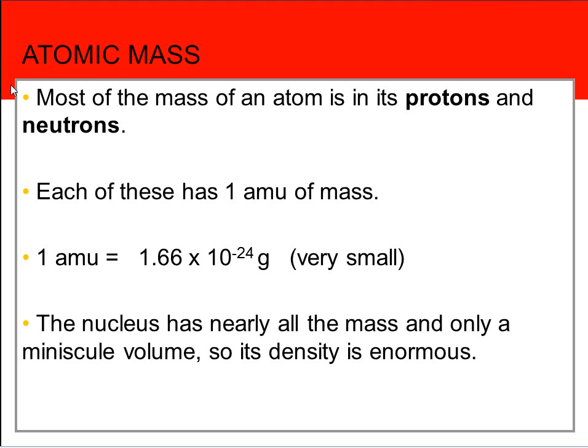We can discuss atomic mass in terms of the mass of the protons and neutrons. Most of the mass of an atom is in the protons and neutrons, and that is in the very small nucleus. Each of these has 1 atomic mass unit of mass, which is a very, very small number of grams, 1.66 times 10 to the negative 24. When you work on the math review lab, you'll see that this value here is very small. There are many zeros in front of 166. And so the nucleus has nearly all the mass and only a very small volume, so its density is enormous. Remember that density is mass over volume. So if we have a large mass, small volume, we have a very high density.